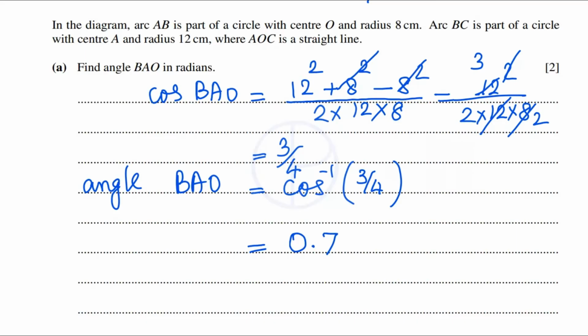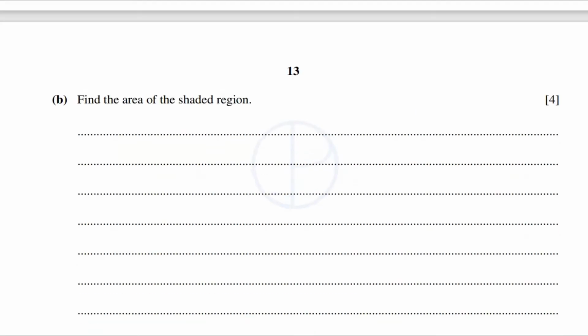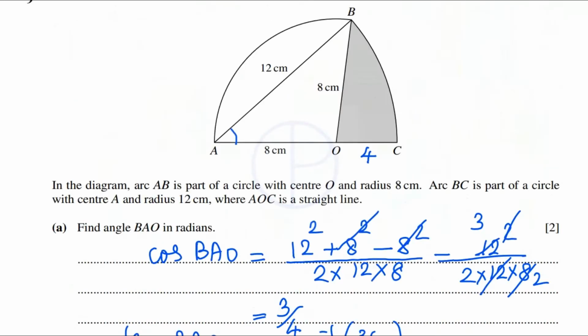So we'll correct it to 3SF, 0.723. The next part of the question is, find the area of the shaded region. The area of the shaded region is nothing but the area of the sector BAC minus the area of the triangle BAO.